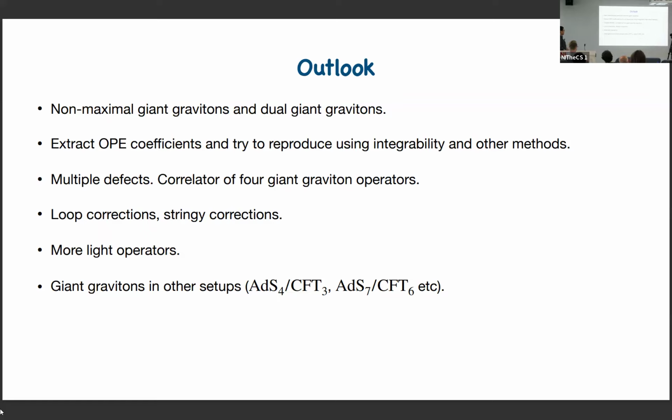And here we consider one defect, two giant graviton operators, but it's also interesting to look at multiple defects. The simplest thing to do is to look at the 4-point function of 4 giant gravitons. That is going to tell you about the interaction of two geodesic lines in AdS. There are also already systematic techniques in the literature that allow you to go from tree level supergravity to loop corrections as well as string corrections.